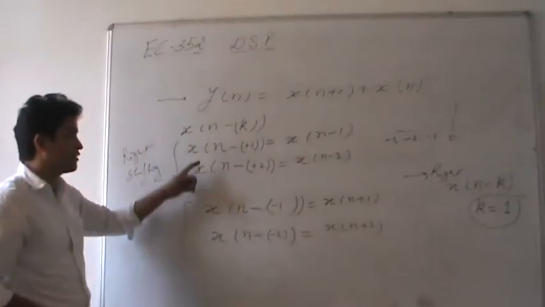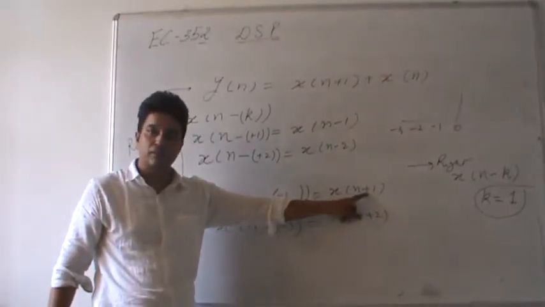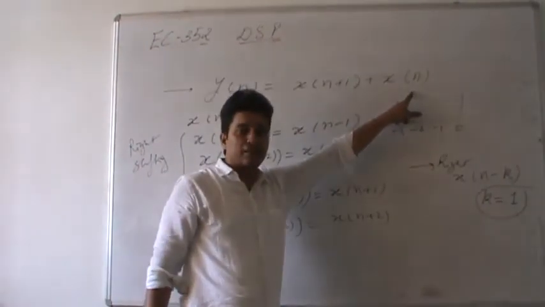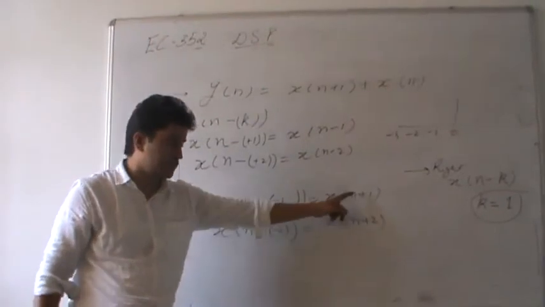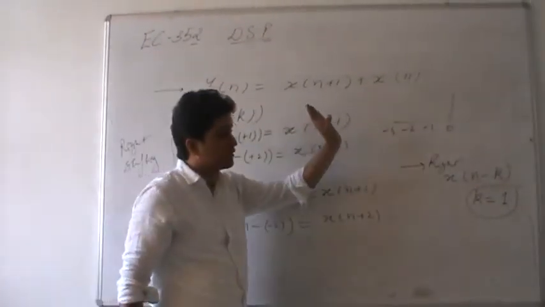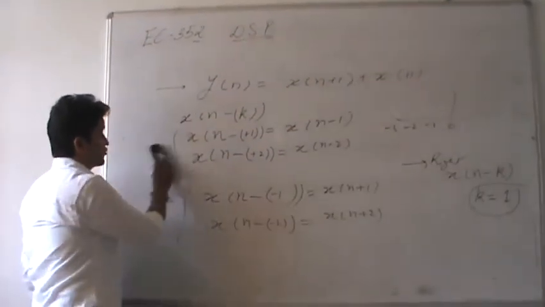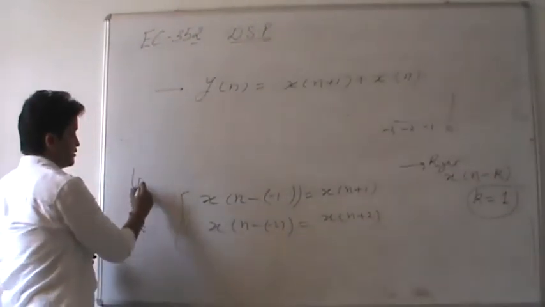So now it is clear what it means if I am writing x of n plus 1. It is nothing but the original x of n, but shifted one time towards the left side. If it is plus 1, it is shifted left. If it is minus 1, it means what? It is shifted towards the right hand side. Okay, so this equation is given here.